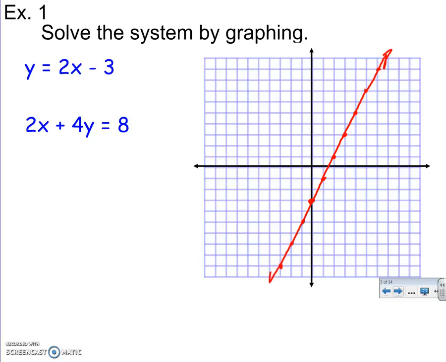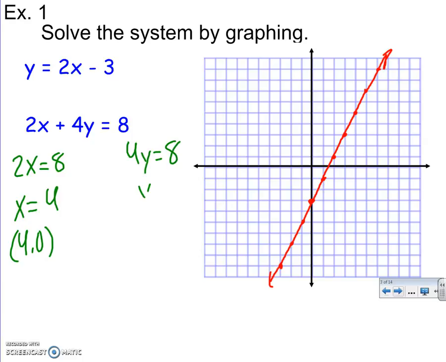There's my first line. The second one's in standard form, so I'm going to use the intercepts. If I do 2x equals 8, I divide by 2, I get x equals 4, so the point is 4, 0. If I use the cover-up method for the other one, 4y equals 8, divide by 4, y equals 2, so 0, 2. Plot them both and connect it. 4, 0 is right here. 0, 2 is right there. Like that.